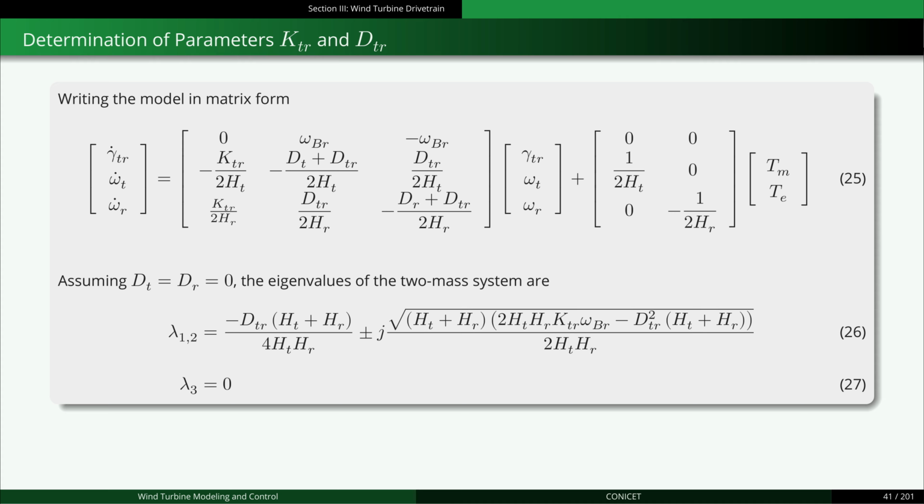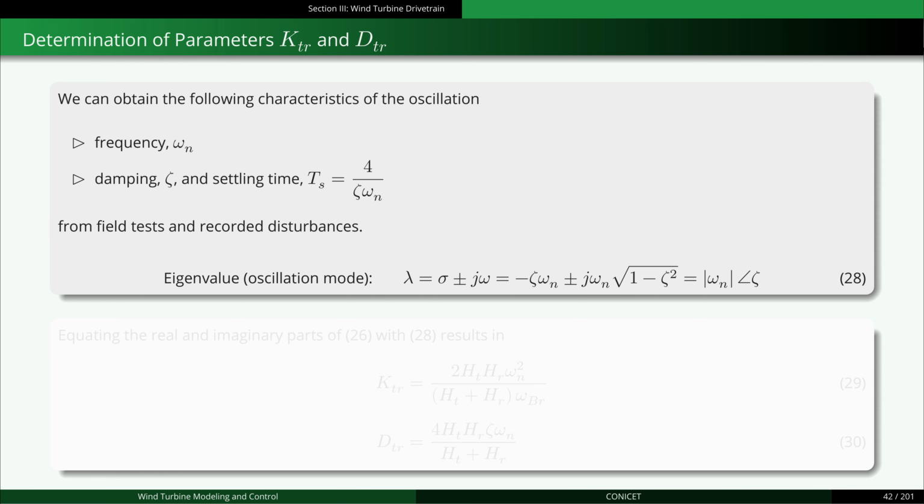The two-mass model can be written in matrix form, as shown in Equation 25. By using the state matrix in this equation, we can calculate the system eigenvalues. These eigenvalues provide information on the model response. The response of this mechanical system is mainly determined by the oscillation mode, given by the complex eigenvalues in Equation 26. The frequency, damping, and settling time of wind turbine mechanical oscillations can be obtained from the time domain response of field tests and recorded disturbances.